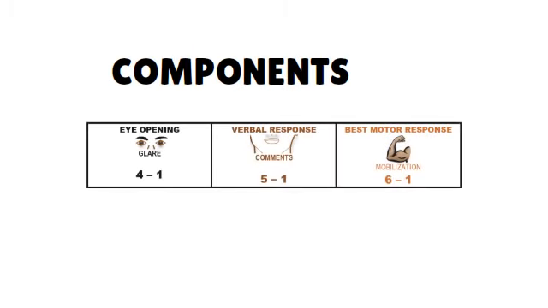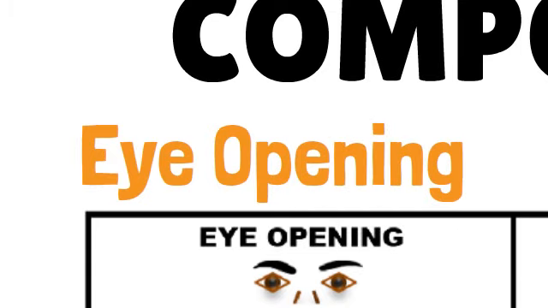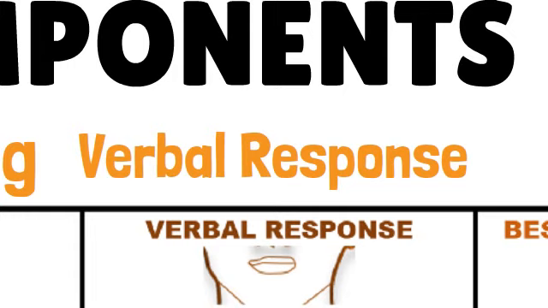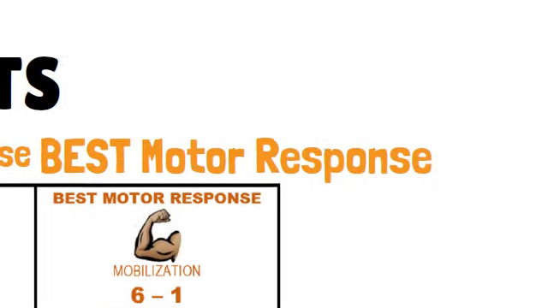Let us look at the components or the criteria which is assessed in the GCS. As seen on the picture, the GCS consists of 3 components. The first component is eye opening. The second component is verbal response. And the third component is best motor response.